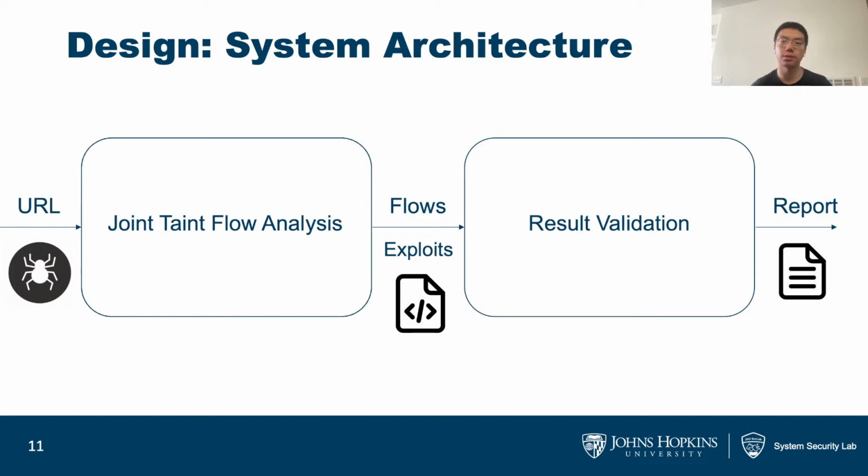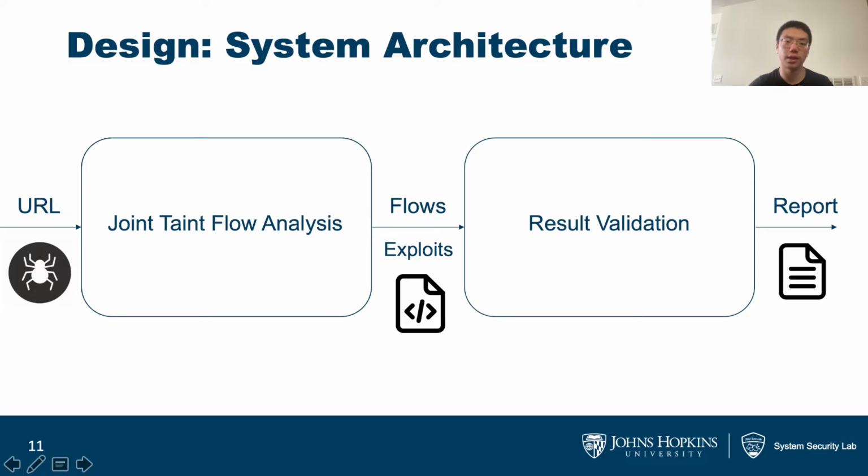After Proto iteratively crawls each website, it will use the joint taint flow analysis module to analyze and generate the joint flows as well as the exploits for the proliferation as well as the further consequences. After the result validation, Proto will generate a technical report to send to the corresponding website owners if any proliferation vulnerabilities or further consequences exist.